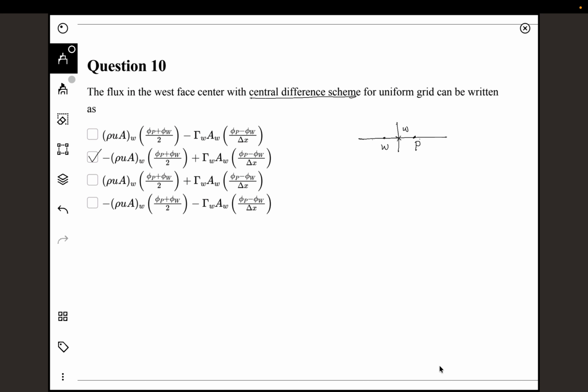I think this is a straightforward one, so I'm not spending more time on it. Are there any questions on this? Basically J is rho u phi minus gamma dphi dx. You have to write this at the west face times A west, which will be minus i cap times area. That essentially gives me minus rho u A on the west face times phi w, which I'll write as phi P plus phi W by 2. Minus minus will become plus gamma A west times phi P minus phi W by delta x. This is the straightforward one, right?